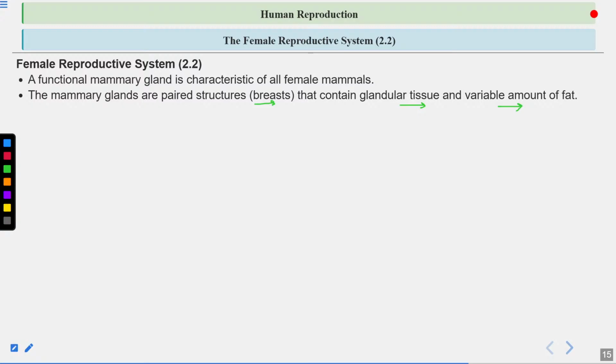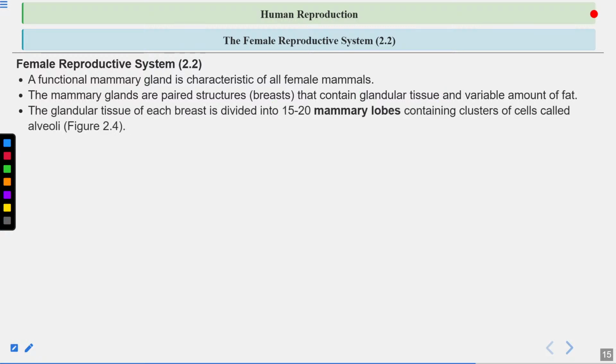So what does the mammary gland consist of? It can consist of fat, and it consists of the glandular tissue. The glandular tissue of each breast is divided into 15 to 20 mammary lobes, containing clusters of cells called the alveoli. Okay, so you should remember this. How many mammary lobes are present? 15 to 20 mammary lobes. And these mammary lobes consist of clusters of cells called alveoli.